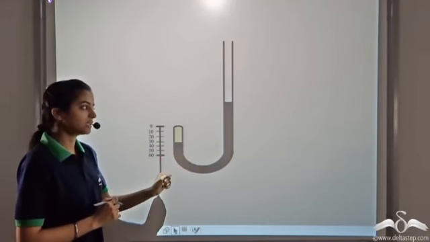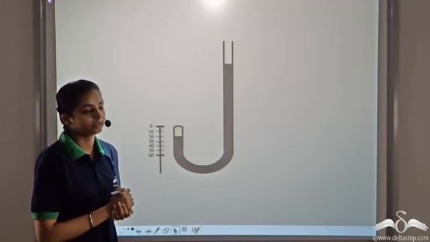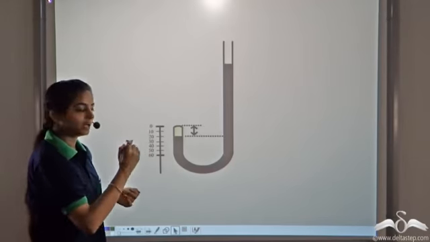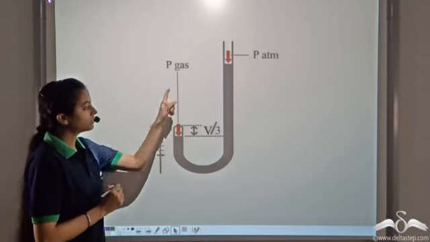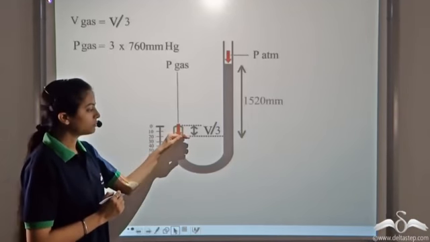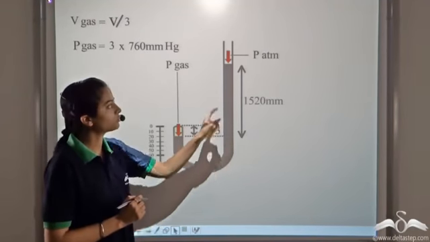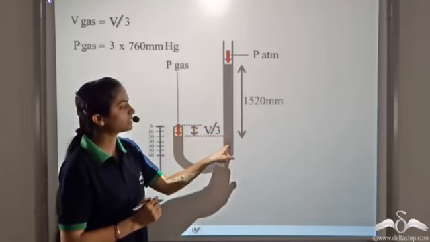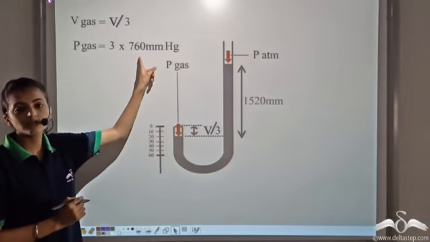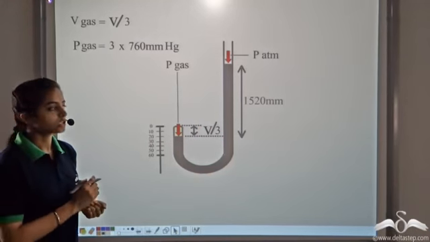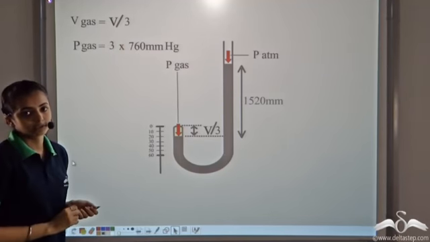Now this setup remaining the same, he added more mercury so as to make the volume of the gas enclosed 1/3. So when he added more mercury, the volume becomes 1/3, that is 20 centimeter cube. This is the pressure exerted by gas. Pressure at same height remains the same. So on the other side, when he calculated, the pressure was the pressure of atmosphere plus 1520 millimeters of mercury. So the overall pressure is 3 times 760 millimeters of mercury. So he observed, as the pressure becomes 3 times, the volume becomes 1/3.